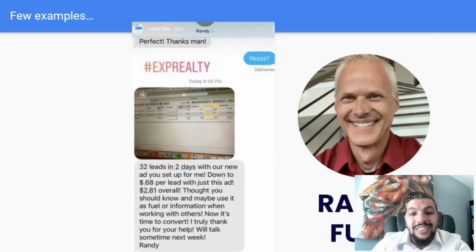Randy, 32 leads in 2 days with the new ads, down to 68 cents per lead, right? And $2.81 overall. So that's actually a fairly good average. Our ads and our campaigns kind of ranged. I mean, agents have seen different things, but from as low as around 50 cents a lead or even less, to around $3 a lead. You see here $2.81. I think you want to plan conservatively, so look at the high number, maybe $3 a lead or less, right?